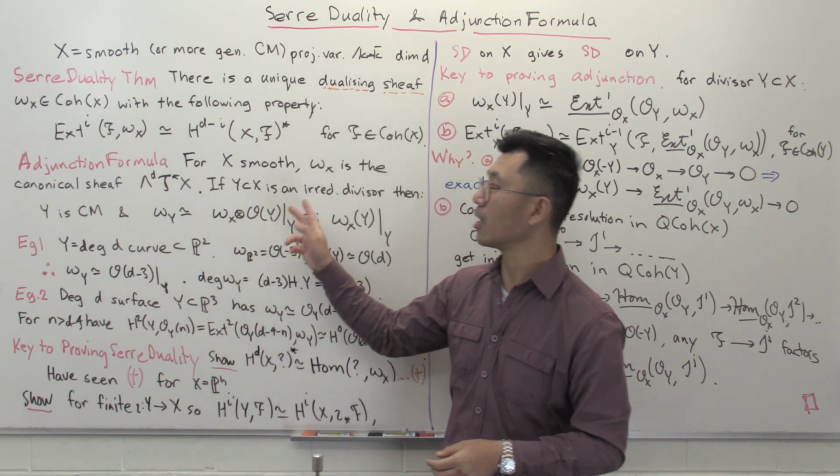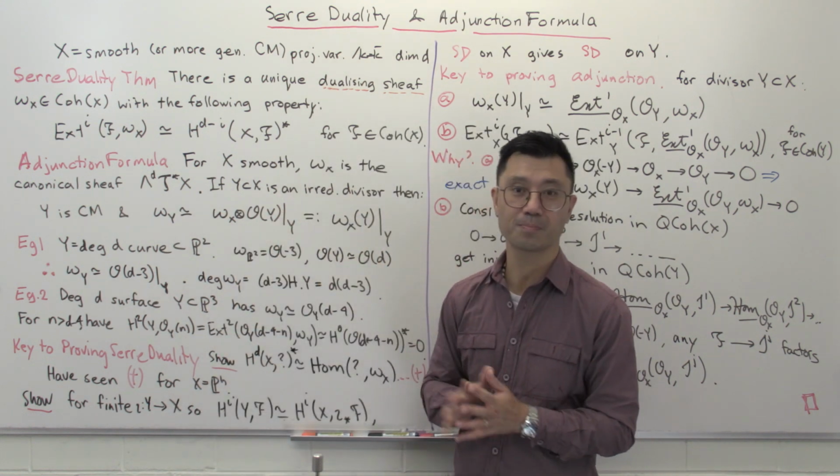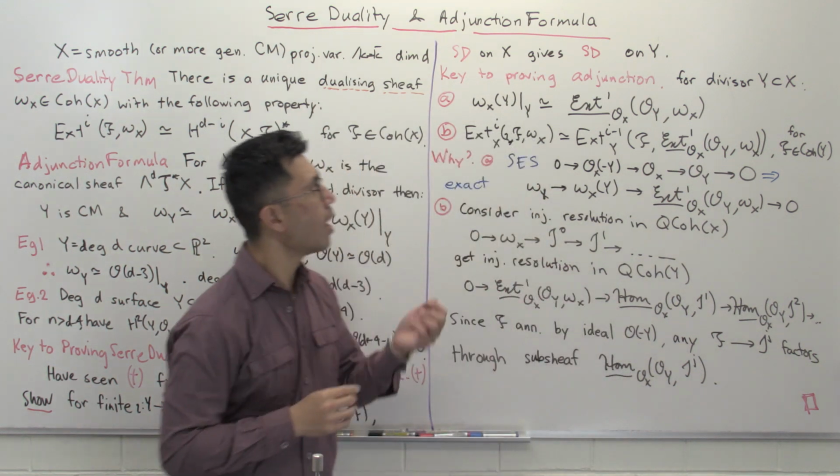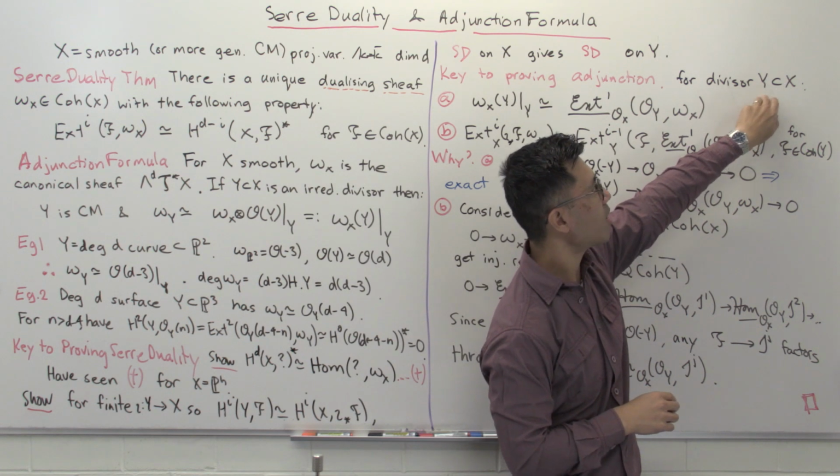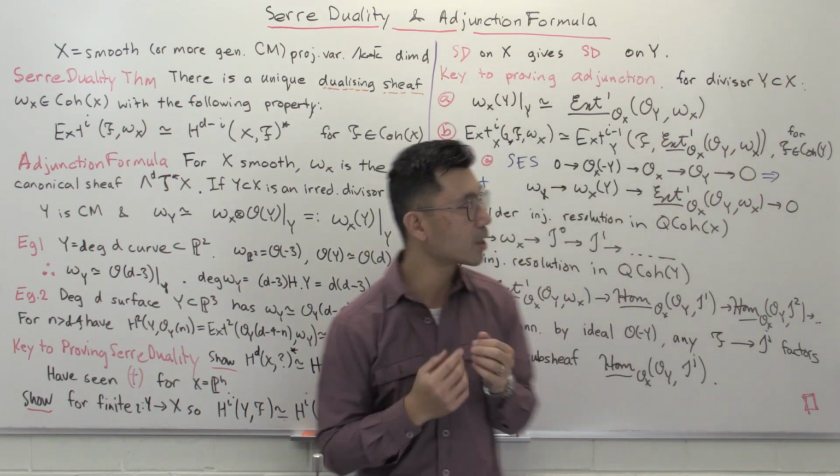Okay, and it's also going to give us this adjunction formula. So how's that going to work? Let me show you. We're going to take that Cartier divisor Y inside X, and what are we going to do with that?